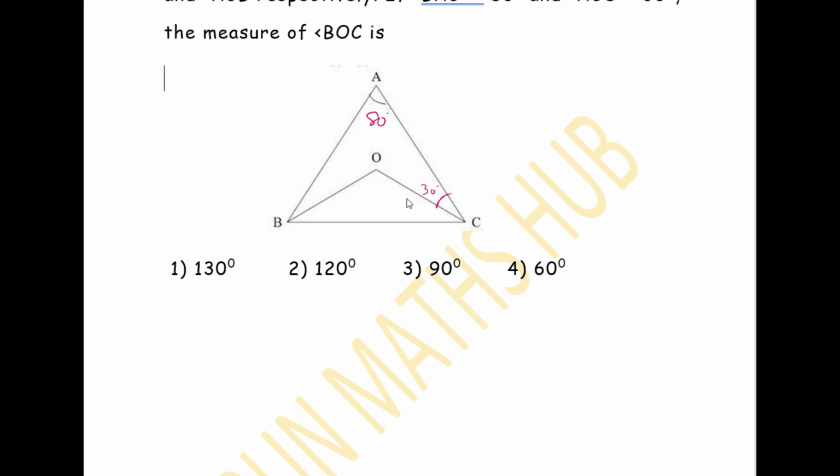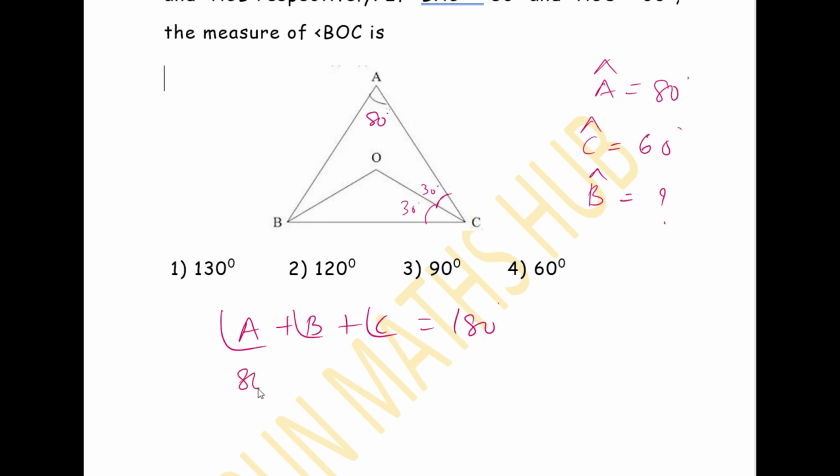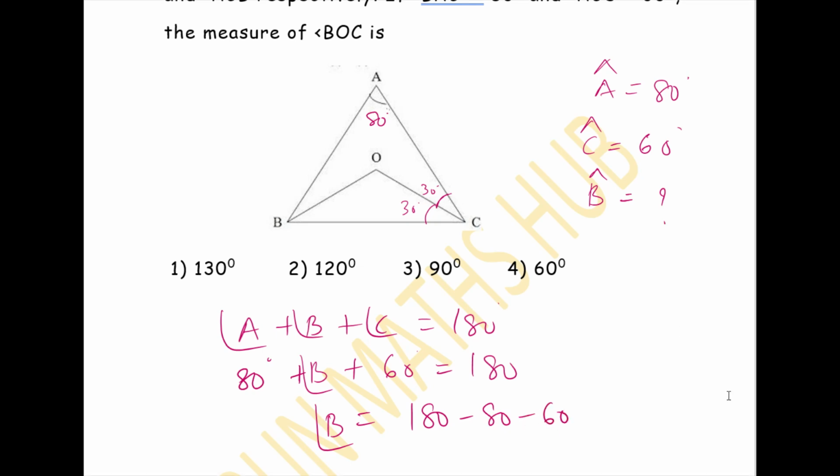Teachers, angle ACO is equal to OCB, so it will be equal to 30 degree. Now angle C is 60 degree. Angle A is 80 degree. Now we need to find out angle B. Angle A plus angle B plus angle C is 180 degree. Angle A is 80 degree, angle C is 60 degree, so angle B equals 180 minus 80 minus 60.